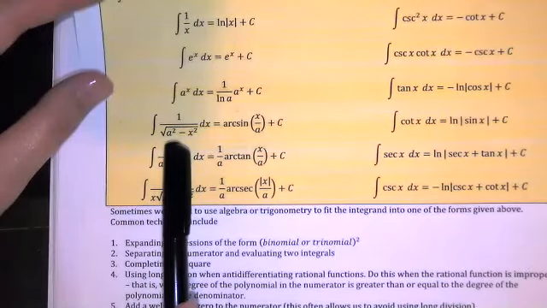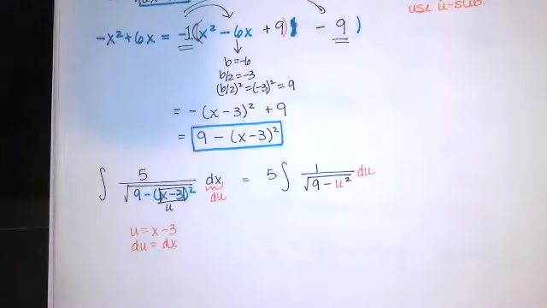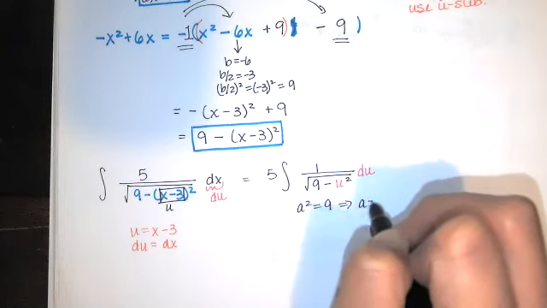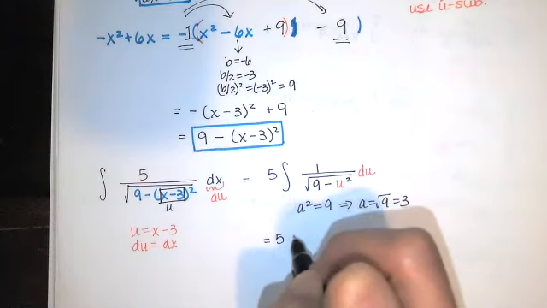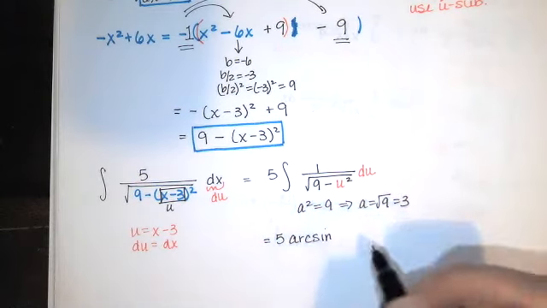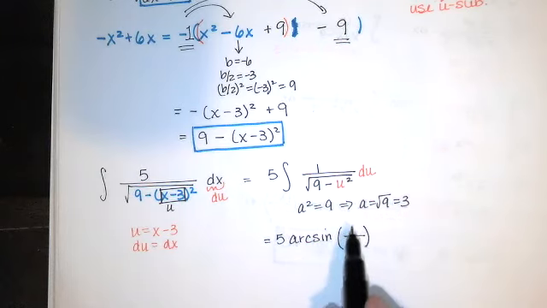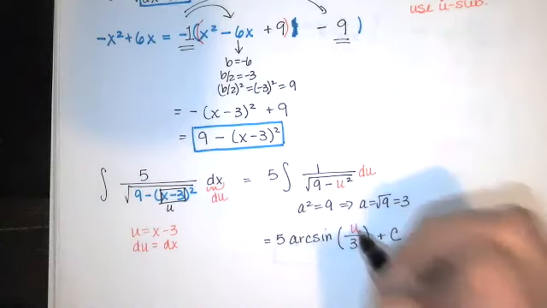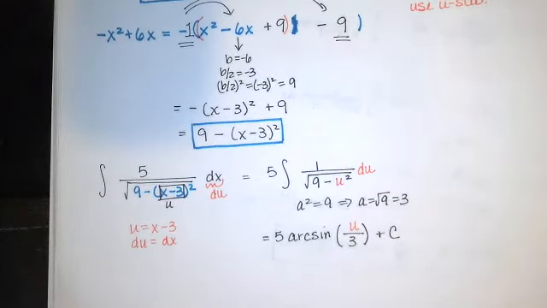Exactly like that. It's just arc-sine of u over a instead of arc-sine of x over a. So we identify a squared. A squared is 9, so a is the square root of 9. So that's 3. So then we have 5 times the arc-sine. Arc-sine is the only one that doesn't have that 1 over a out front. This is arc-sine of u over a plus c. A was 3. And instead of an x, you have a u. Don't forget to back substitute. U was x minus 3.